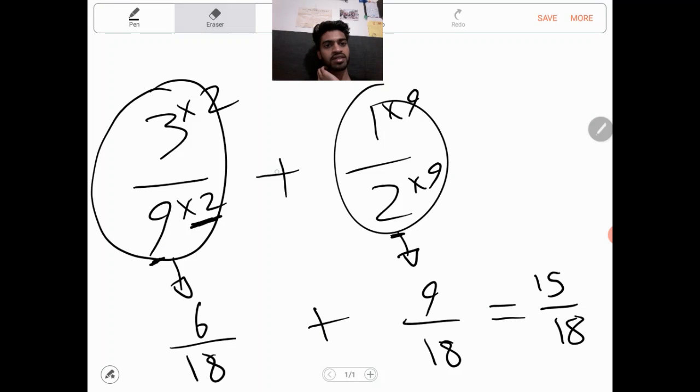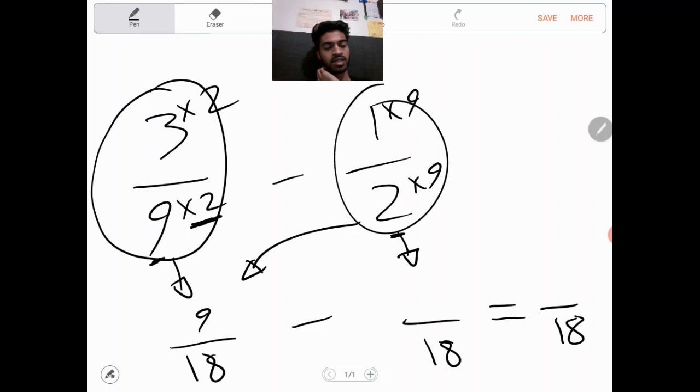And if it said subtract, then same process, but instead of adding the numerators, I would subtract them instead. Let's imagine it said 9/18 and 6/18 on that side. So then I just do 9 subtract 6, which would be 3/18.